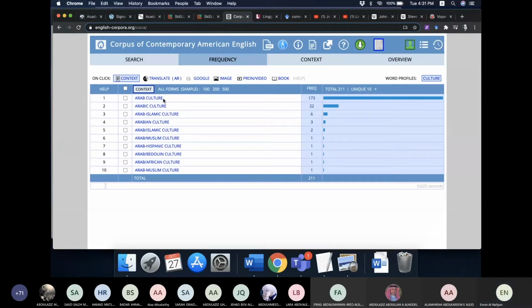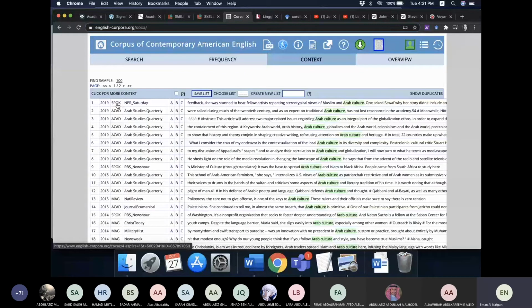What's great about this corpus is that you can look at anything. It has a lot of power. So let's look at this. Let's look at Arab culture first. If I click on Arab culture, I will get the context. I'm also going to see where it occurs. What do you think this stands for?